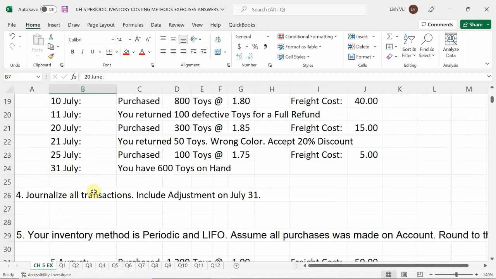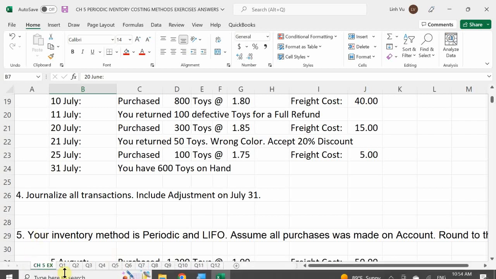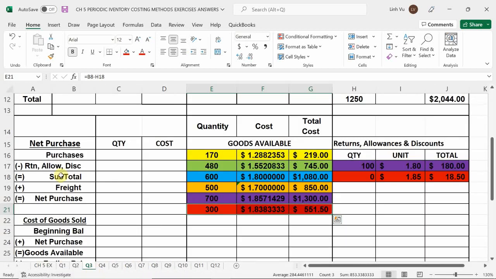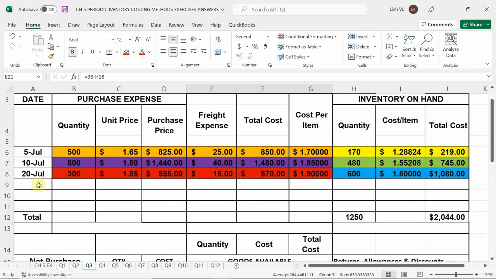Last but not least, on July 25th, we end up purchasing 100 toys at $1.75 with a freight of $5, giving us, by the end of July 31st, a total of 600 toys left on hand. So let's enter in our last batch of inventory: 100 toys at $1.75 with a freight costing you $5. So July 25th.